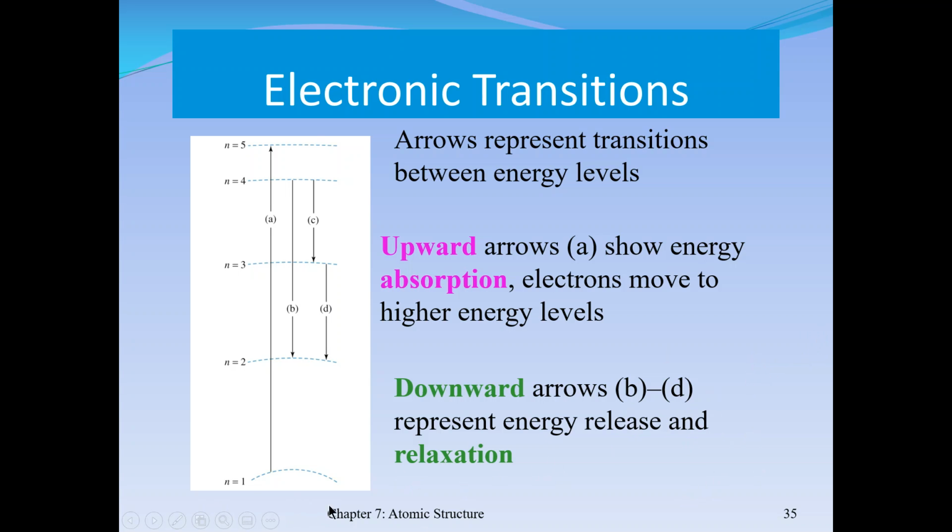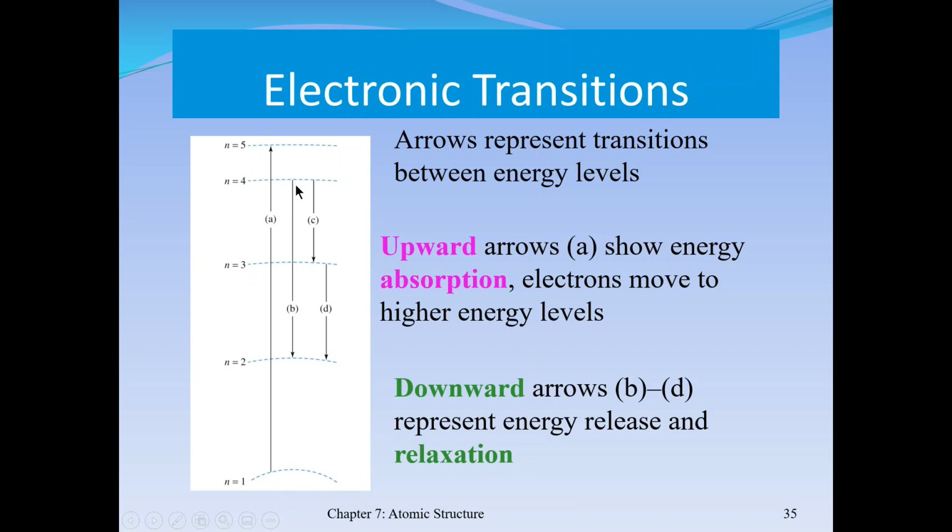So what this represents here are different energy levels or orbits for an atom. This is the n equal 1 orbit, n equal 2 orbit, n equal 3 orbit, n equal 4, n equal 5. And we have an arrow here labeled A, which represents the transition from n equal 1 to n equal 5. Obviously, that means that energy for the electron would have increased when it makes that transition. So that would be an excitation process.